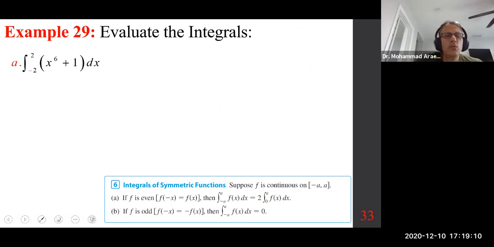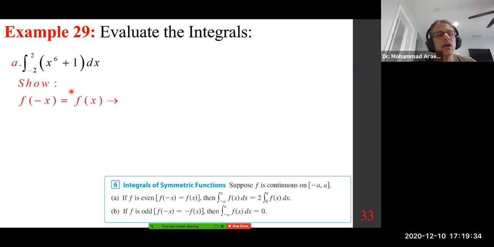This one, we discussed the symmetry, if you recall, okay? When a function is an even function, when we go from negative a to a, it's easier to evaluate from 0 to a multiplied by 2. If it's odd, it's simply 0. We go from negative 2 to 2, and we can do the math, it's not a problem. But because it's an even function, we showed that before. It's very simple, class.